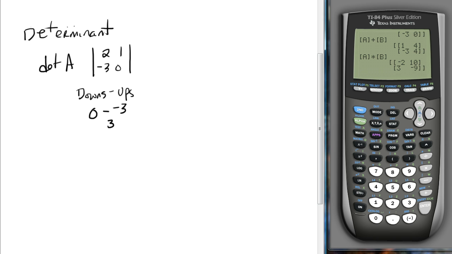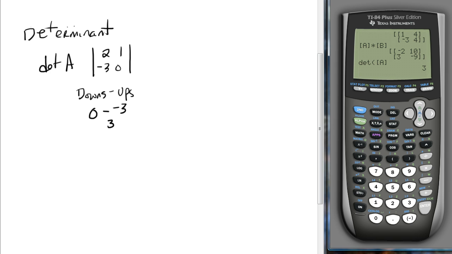Well, let's check it on the calculator. So let's press second matrix, and go to math. The first one says DET, determinant. What determinant? A. Second matrix A. And it gives you 3.